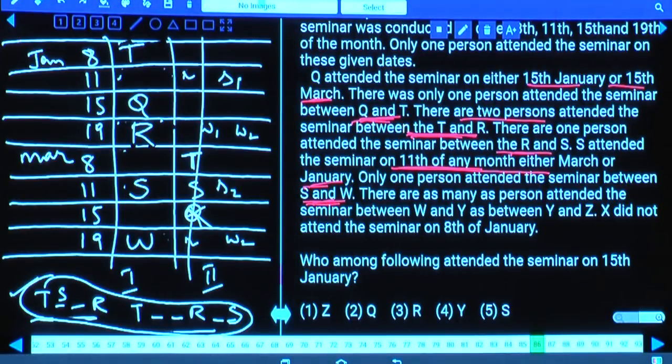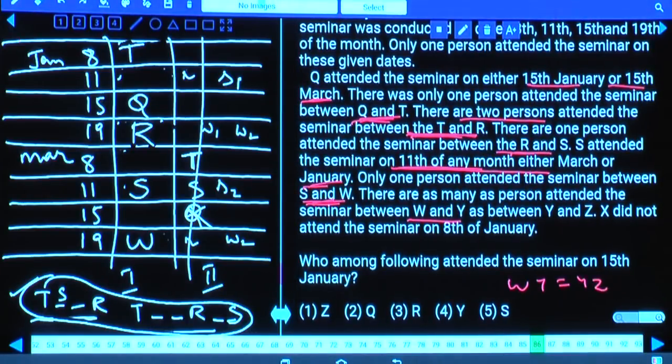Next one. There are as many persons between W and Y as between Y and Z. W and Y equals Y and Z. This Y must be in common between W and Z, isn't it? As W is here, can Y be at this place? If Y is here, then Z must be on 11th of March, which is not possible. Hence, Y cannot be here. Can Y be at this place? If Y is here, then between Y and Z and between W and Y, which is not possible, isn't it? Hence, what is the possibility here? This Y must be here.